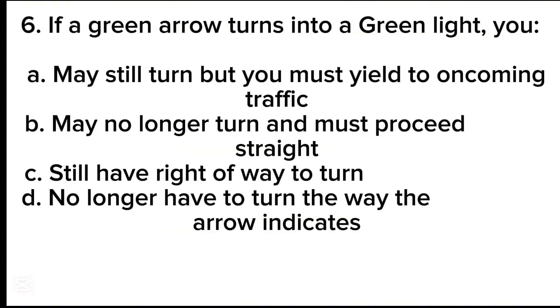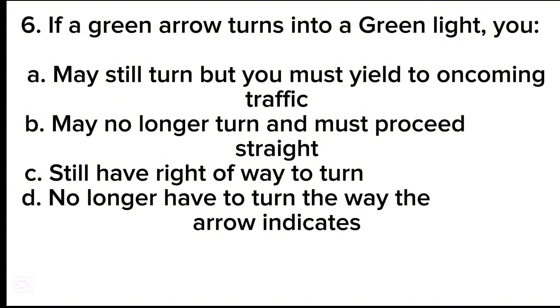About question number 6. Question number 6 states: what should you do if a green arrow turns into a green light? A. May still turn, but you must yield to oncoming traffic. B. May no longer turn and must proceed straight. C. Still have right of way to turn. D. No longer have to turn the way the arrow indicates. What is the best answer?